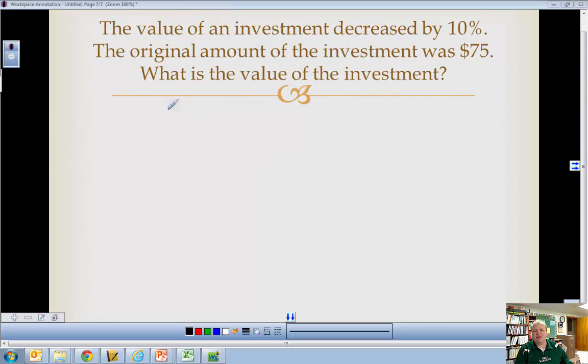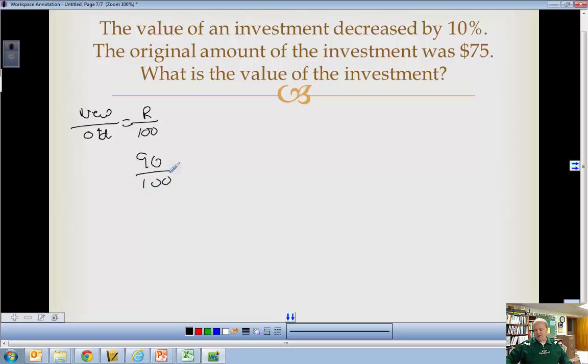So in the last problem we talked about percent increase. Well, let's see what this one is all about. This one has the value of an investment decreased by 10%. The original amount of the investment was $75. What is the value of this investment? There again, let's start with what we know. New over old equals my rate over 100. Well, my whole was 100. I decrease it by 10%, so that's actually going to be 90 over 100.